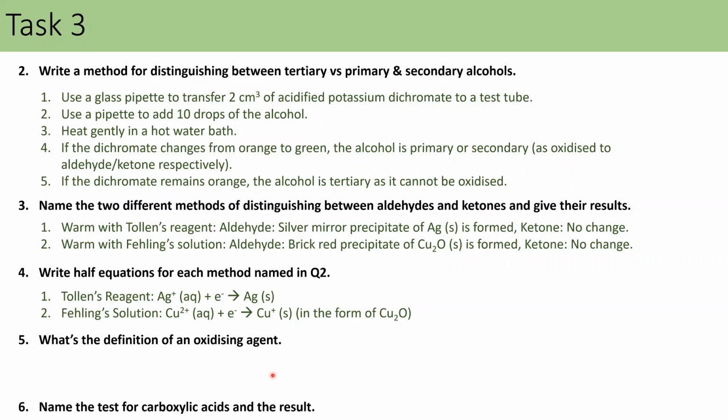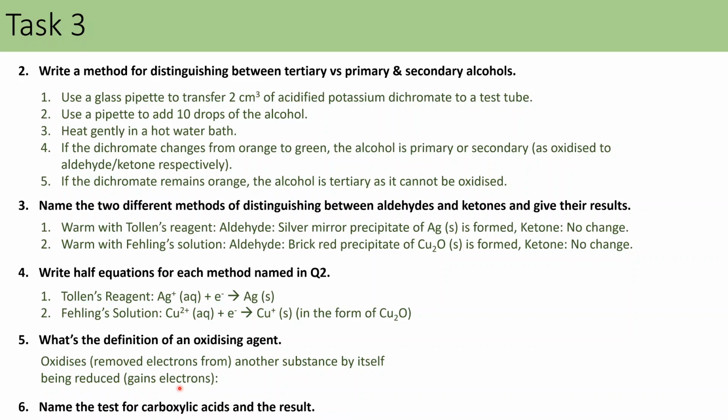Definition of an oxidizing agent, you could have checked the video for this. It oxidizes or removes electrons from another substance by itself being reduced, gaining electrons. Okay. Next up, naming the test for carboxylic acids and giving that result.